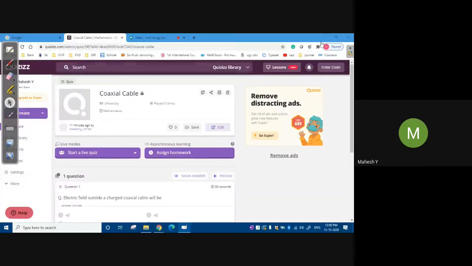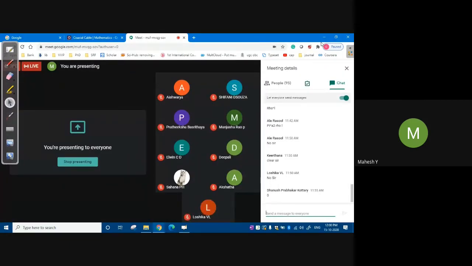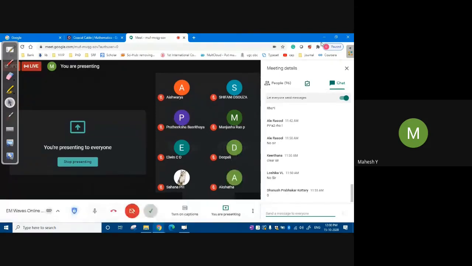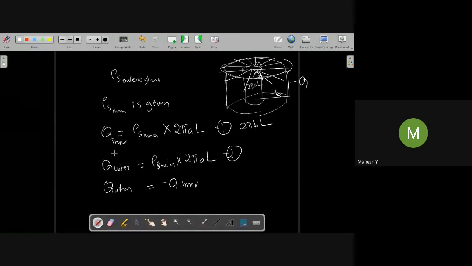Has anybody got the answer? Rho S outer in terms of rho S inner. So this is the relation. Q inner is equal to rho S inner into 2 pi AL. Q outer is equal to rho S outer into 2 pi BL. Now Q outer is equal to minus Q inner is the relation we have, because the charge will be in the reverse direction. If this is plus charge, the outer will be charged minus.